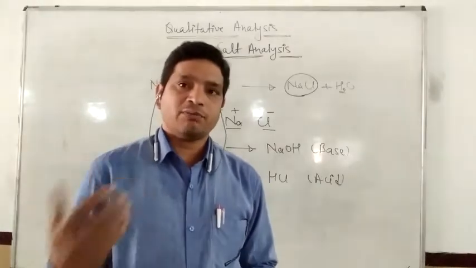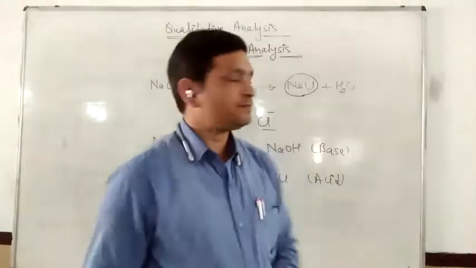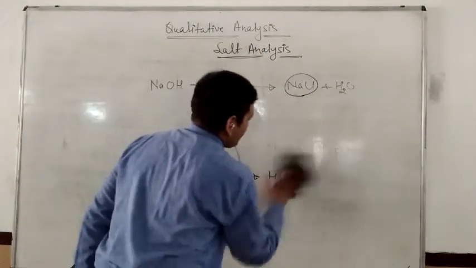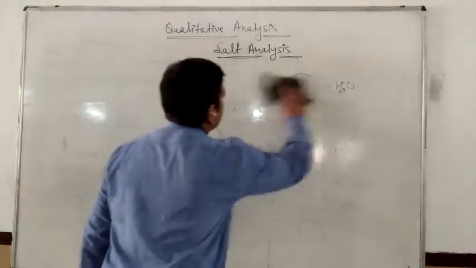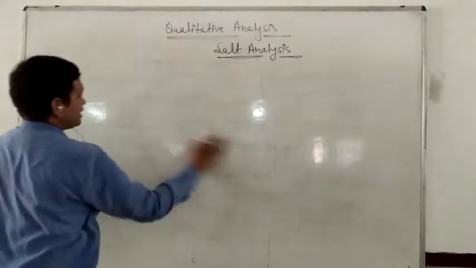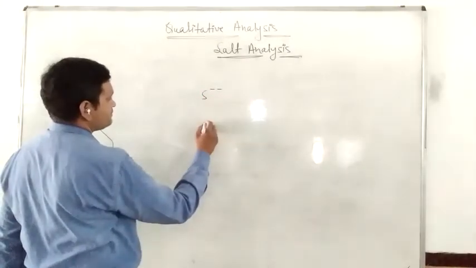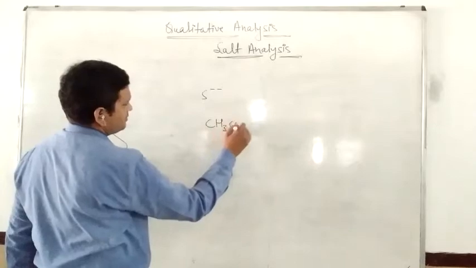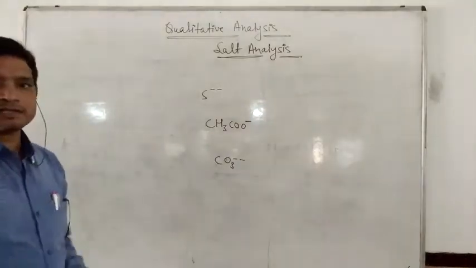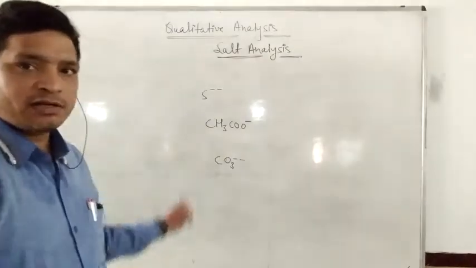Okay, so today we will discuss the analysis of salt, and in that we will discuss certain anions. In today's lecture we will discuss certain tests, like the test for the sulfide ion, test for the acetate ion, and test for the carbonate ion. These are the anions, and when anions react with water they form the corresponding acid, and that is why they are acidic radicals.